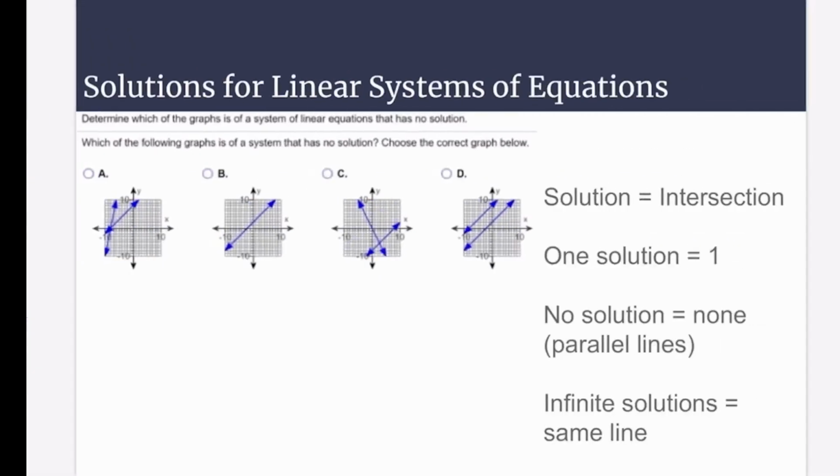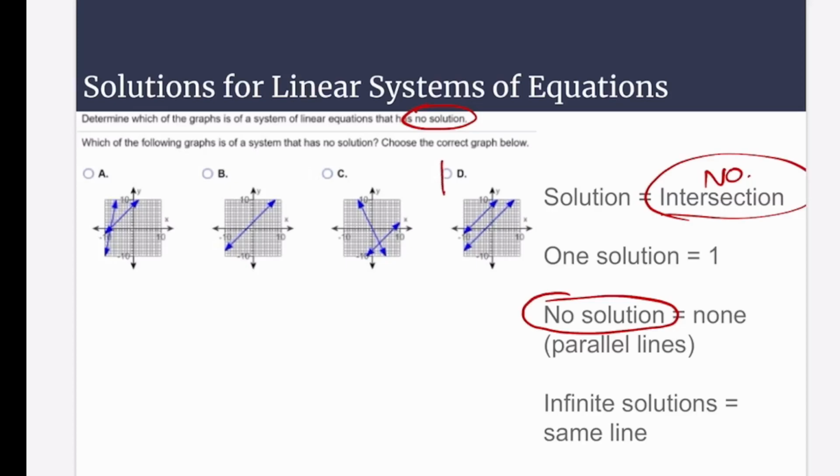So if we look at visuals, here's a multiple choice type question. Determine which of the graphs is a system of equations that has no solution. No solution means there's no intersection. So if you have two lines that are not going to intersect, we have multiple choice here, so we could see it. In this case, it's going to be D.